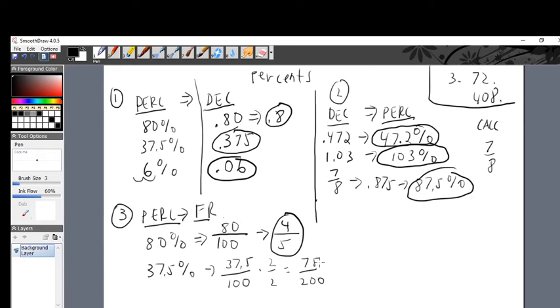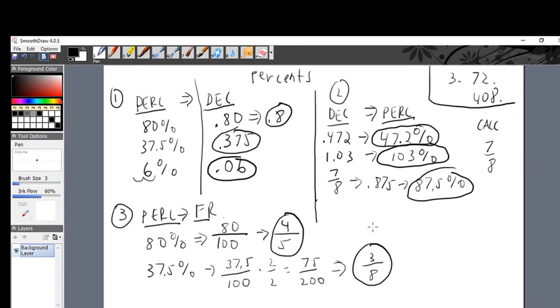Here's our fraction, but can it be reduced? Yes, it can. So if it can be reduced, you've got to keep going. 25 goes into 75 3 times. 25 goes into 200 8 times. And here's the final answer that has to be shown, because whenever you can reduce a fraction, you must reduce a fraction. Okay, so that gets us started.